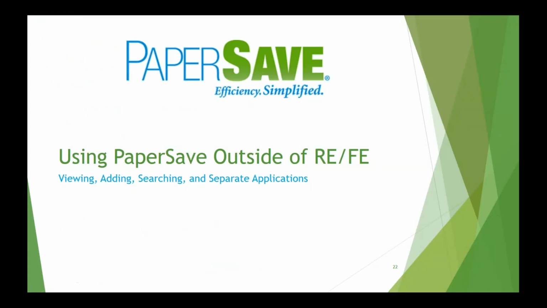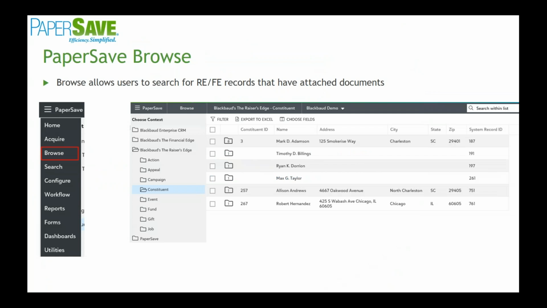So now let's talk about using PaperSave outside of RE or FE. So we've talked about logging into NXT, logging into the database view, viewing documents, adding documents. Okay, but now we have the ability to interact with your PaperSave documentation without having to be in Razor's Edge or Financial Edge. So the first option that we have is PaperSave Browse.